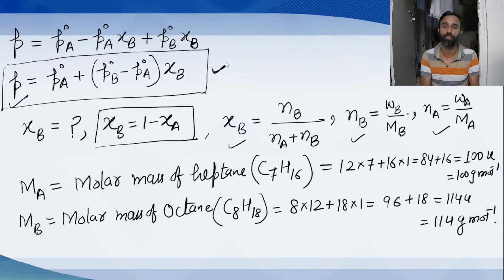So we further convert number of moles in terms of weight. Number of moles of B equal to weight of B divided by molar mass of B. Number of moles of A, weight of A divided by molar mass of A. So at the end, weights are also given, but molar masses are not given. So we calculate the molar masses and then go back. Right? Yes, beta.